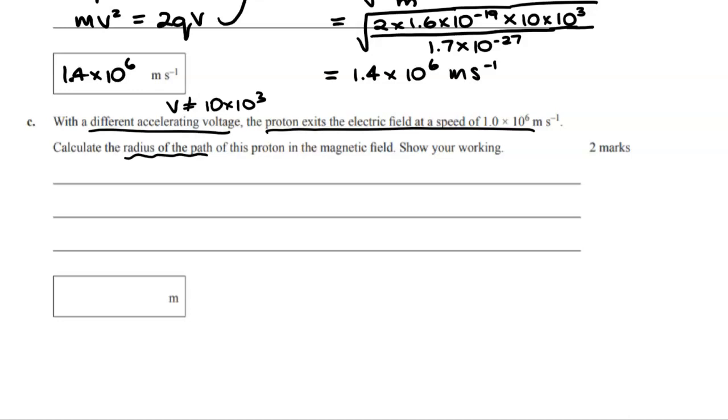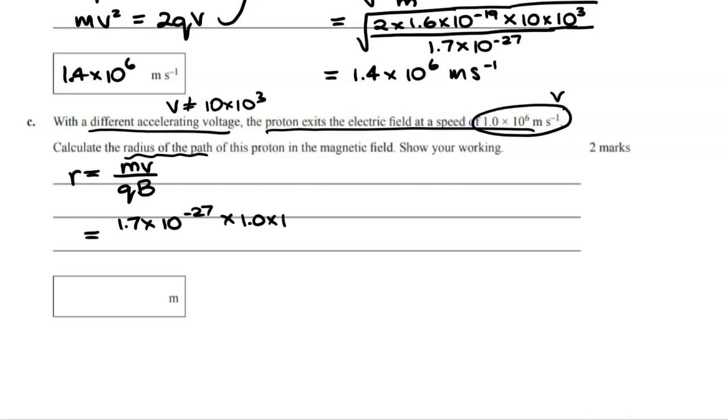Remember, we derived an equation for this before. R was equal to mv on qB. So we need to put in that mass, 1.7 times 10 to the negative 27. The velocity is what we have been told in the question here. So 1.0 times 10 to the 6. The charge of the proton has not changed, 1.6 times 10 to the negative 19.